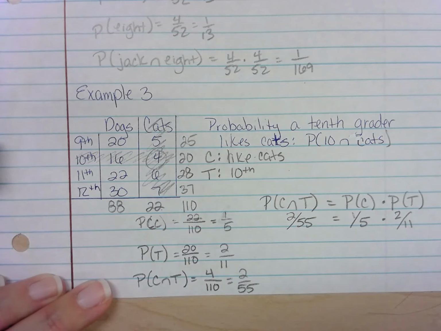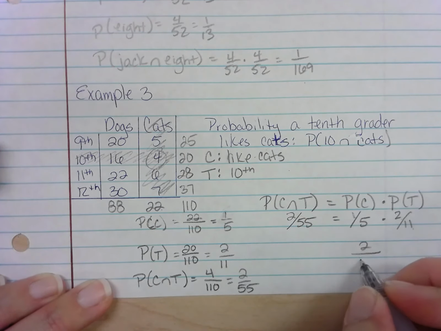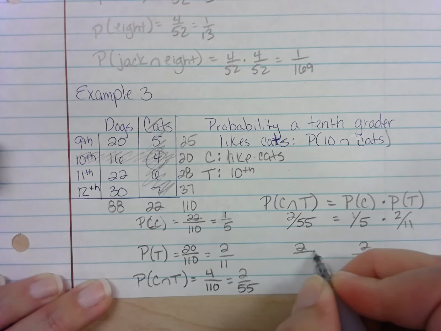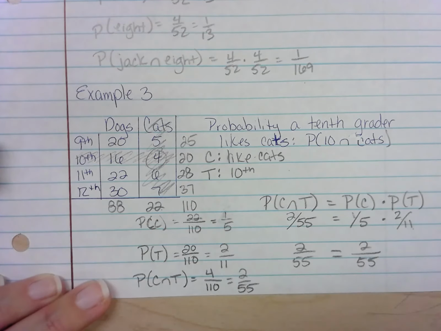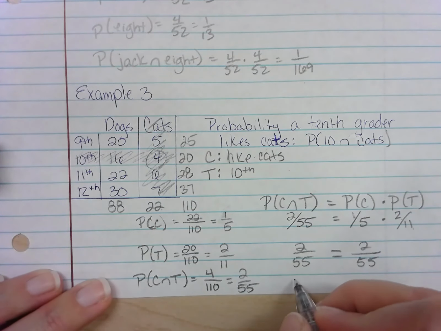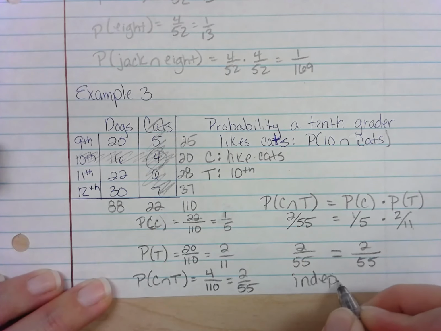And the rules tell us multiply across the top. 1 times 2 is 2. Multiply across the bottom. 5 times 11 is 55. 2/55 does in fact equal 2/55. So these are independent events.